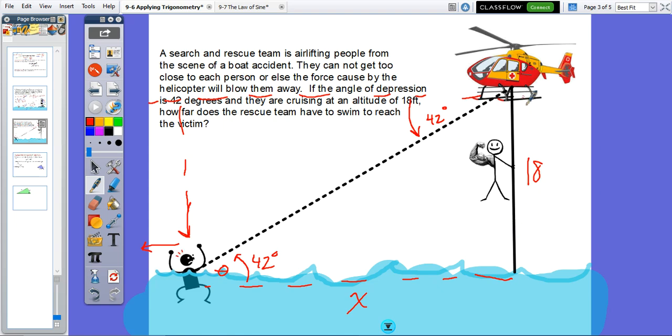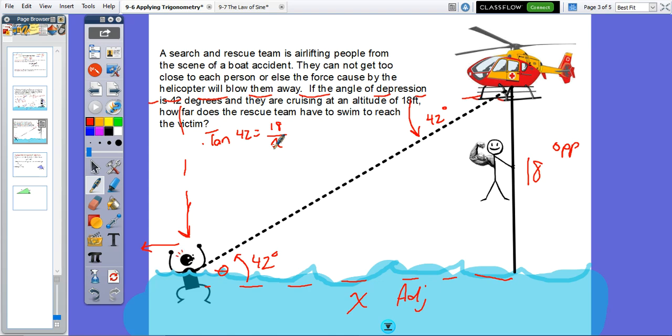Like we said, we're cruising at an altitude of 18 feet and we have to swim to the person. So we have our opposite, and we are looking for our adjacent. Which trig function are we using, class? Yeah, we're using tangent again. Tangent of 42 equals my opposite over my adjacent here.